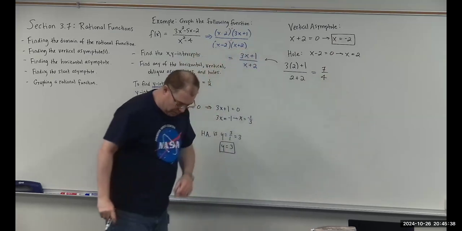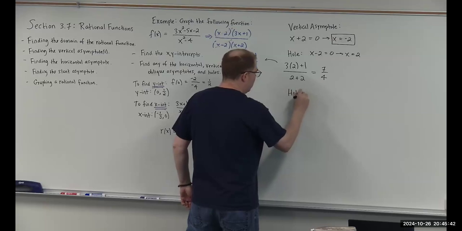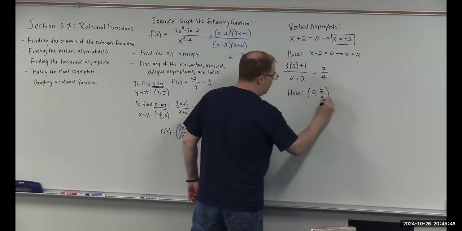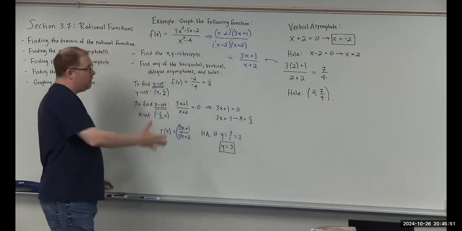So that gives us 7/4. So that means the coordinate for that hole is going to be (2, 7/4). Okay. All right. So we have enough information, right?